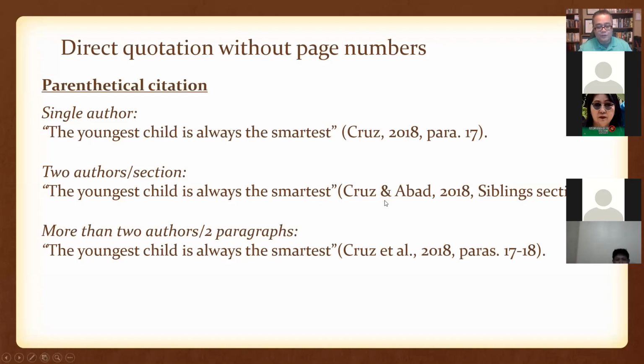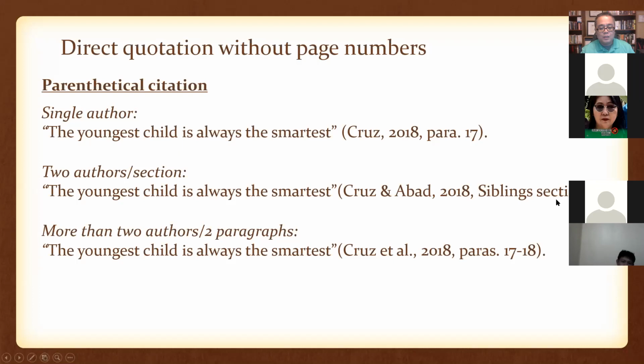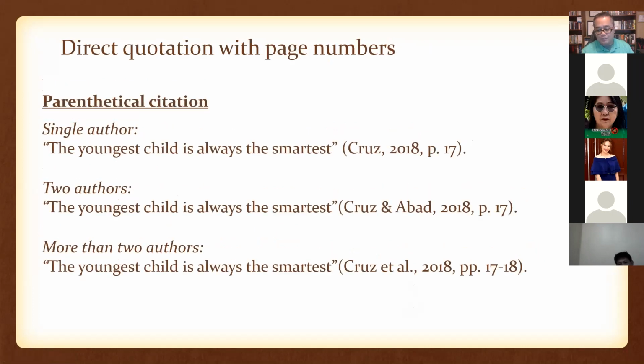So the youngest child is always the smartest. Tapos kunyari, dalawa yung authors ko. Ampersand, year, tapos sibling section. It's a section. Ganun. Tapos, kung more than 2 paragraphs naman siya, halimbawa, kinuha mo siya sa 2 paragraphs, paras naman siya. P-A-R-A-S, period, tapos 17 to 18. Kung more than 2 authors, ganun pa rin, Cruz et al, period. Walang period sa et ha, nasa al siya. I'll go back. This is the direct quotation with page number. So, yun yung page number niya.